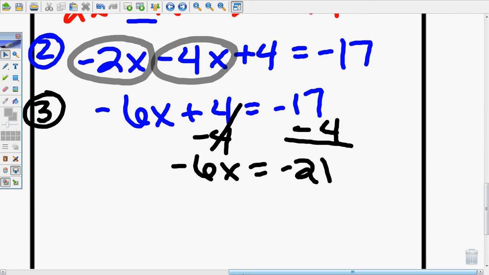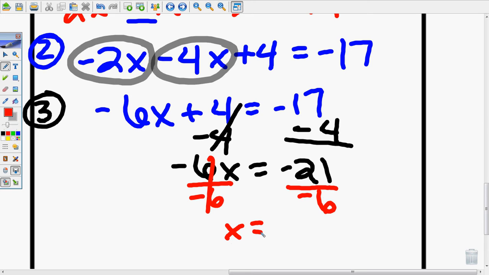What's my next thing I gotta do? You're supposed to keep saying divide by what? 6. Plus a negative 6. So I divide. I get through the vault. My x is by itself, and I'm left with 3 and 3. I can write it as 3.5. What is it as a fraction? 3 over 5.